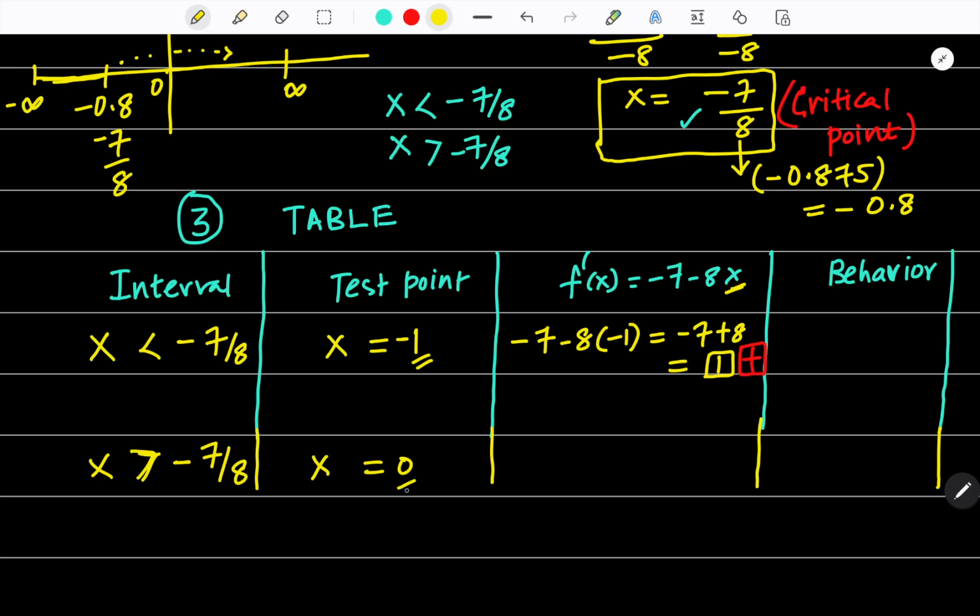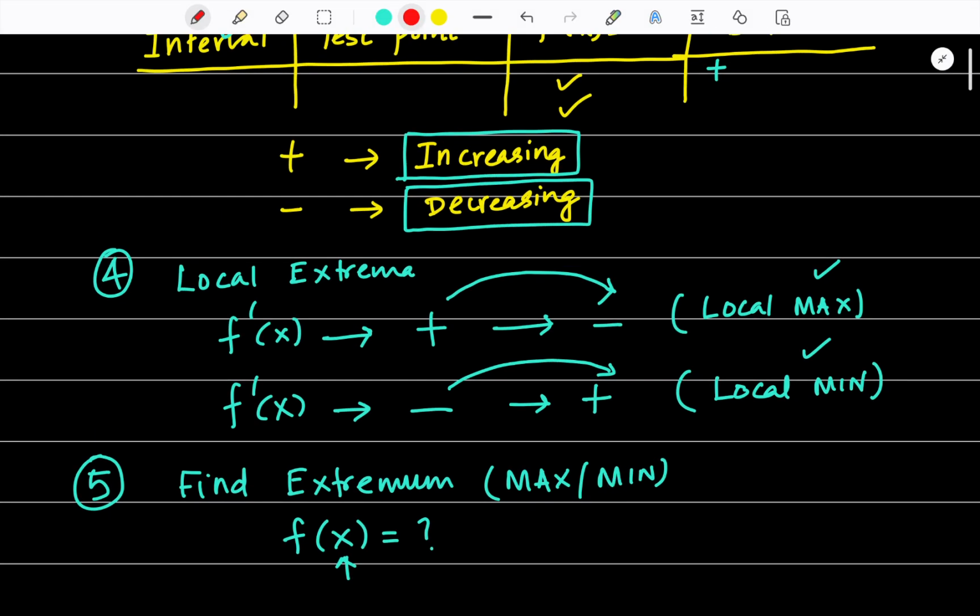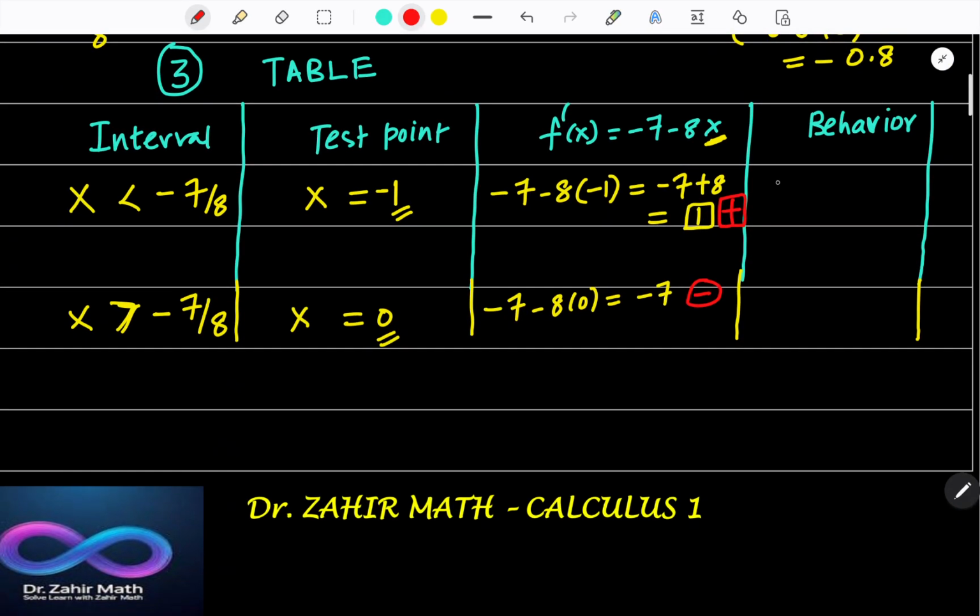So let's go for the next one. You're going to put x is equal to 0 in this place. So you will get minus 7 minus 8 times 0, which is going to become minus 7. So this is what? Negative. If it is positive, what did I say? Go to the rules, everybody. If it is positive, I said increasing. If it is negative, I said decreasing. So the behavior, you are going to write it. This is increasing. First you are getting increasing, and the next you are getting decreasing. And what is the movement? The movement is plus to minus.